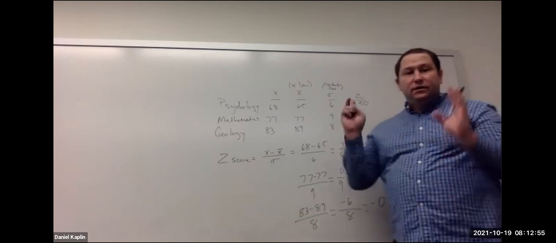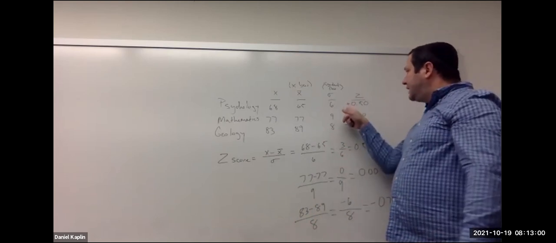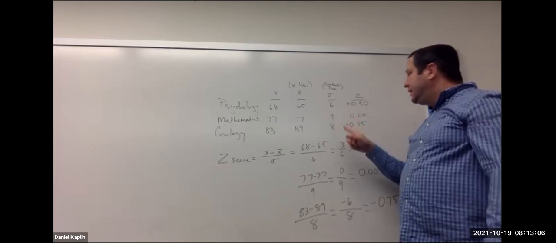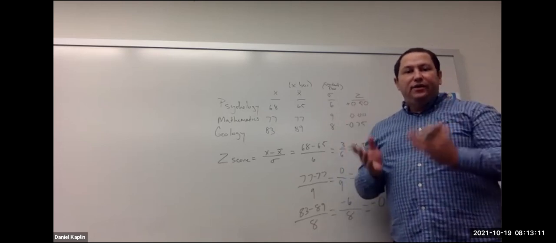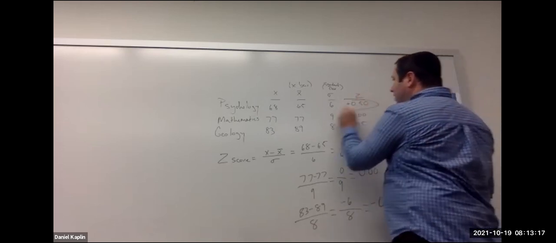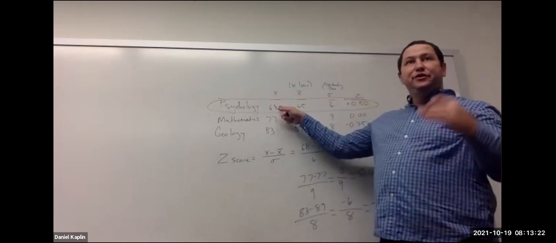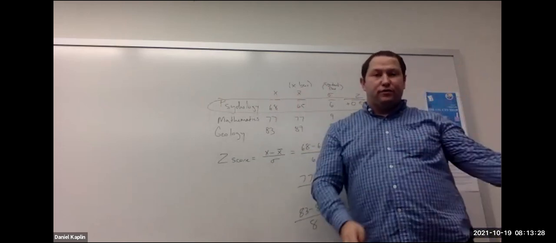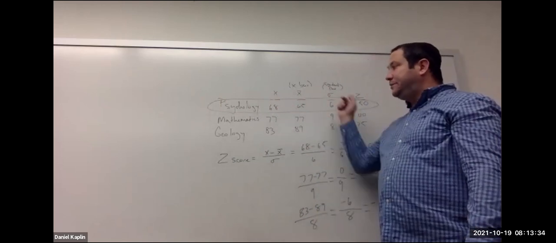So we have our Z-scores calculated. For psychology, it's positive 0.50. For mathematics, it's 0.00. For geology, it's minus 0.75. By doing this, we can actually suggest, counterintuitively, that the individual who got a 68, which was the numerically lowest score, actually did the best relative to their reference group, because this mean is the class average, right? So this person scored better than average.